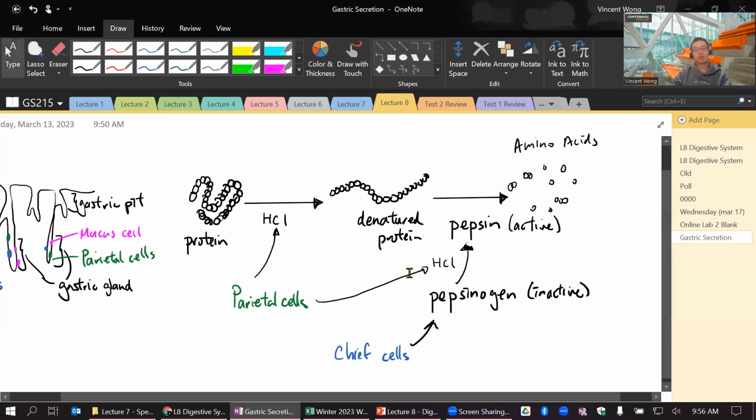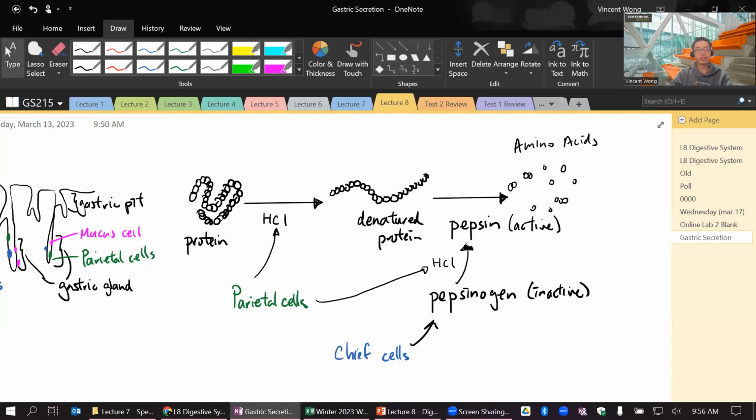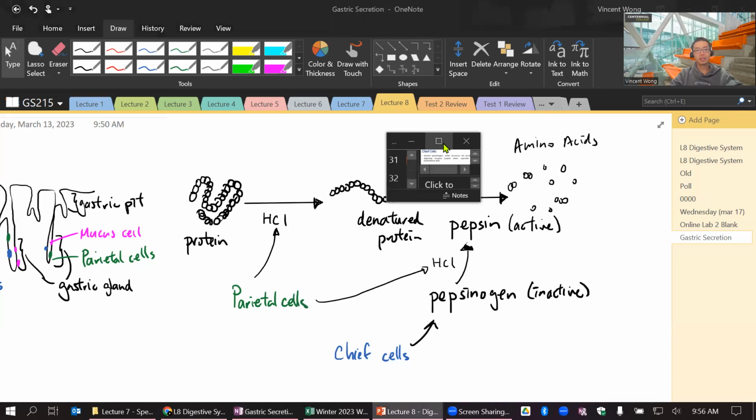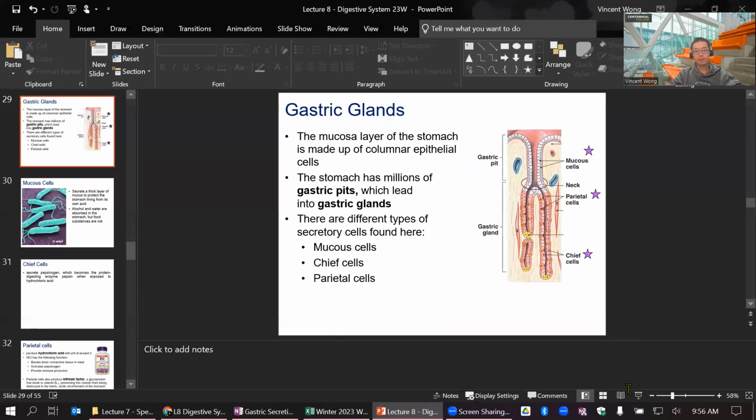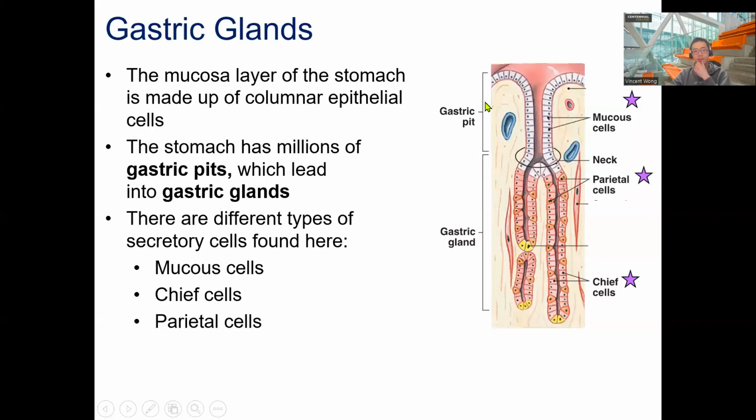So that's basically what's going on in the stomach. Any questions? All right, let's go back to the PowerPoint slides. So here is the picture again with the gastric pits and the gastric gland.